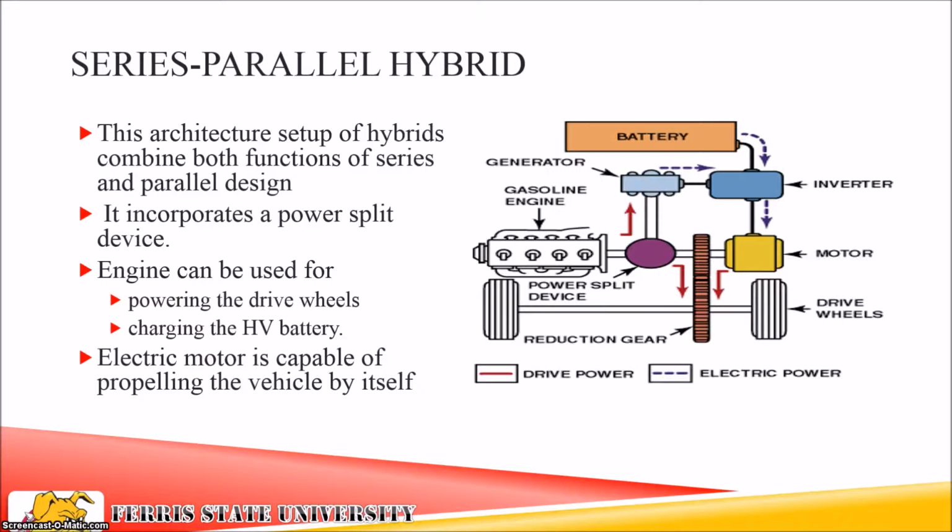It makes some power from the engine go straight to the drive wheels, and then some of it goes to the generator to charge the inverter, to charge the battery through the inverter. The engine can be used for powering the drive wheels, and can be used for charging the battery. The electric motor is capable of propelling the vehicle by itself.